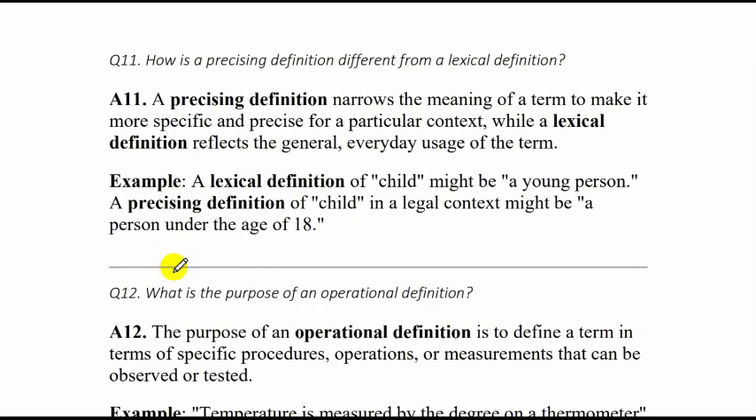How is a precising definition different from a lexical definition? A precising definition narrows the meaning of a term to make it more specific and precise for a particular context, while a lexical definition reflects the general everyday usage of the term. For example, a lexical definition of a child might be a young person, which reflects the general everyday usage of the term. Whereas a precising definition of a child, in a legal context, might be a person under the age of 18 years.